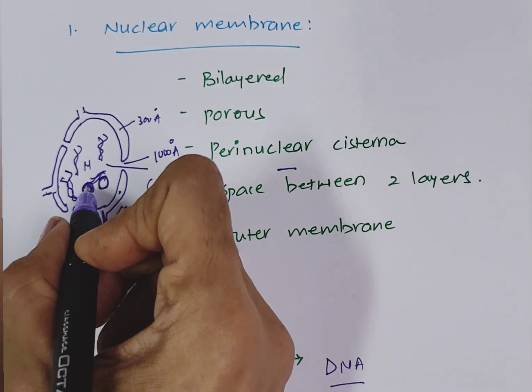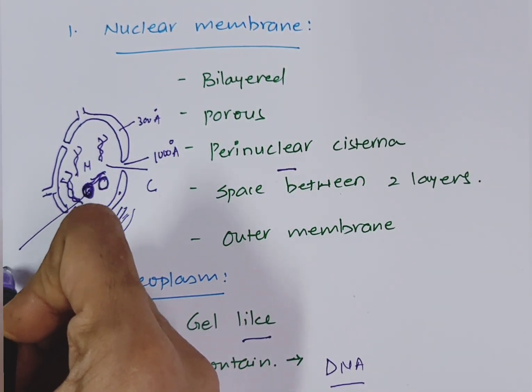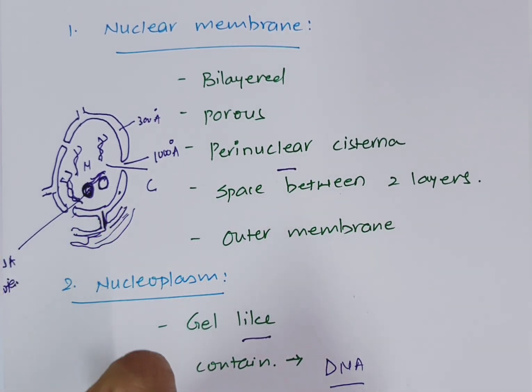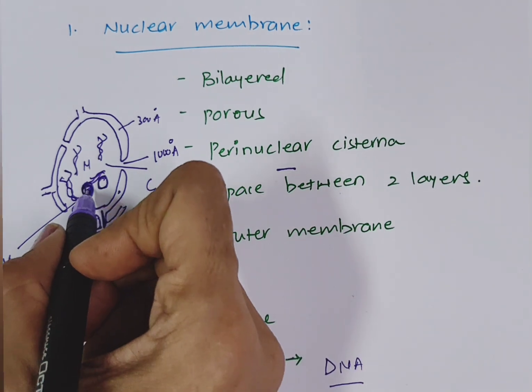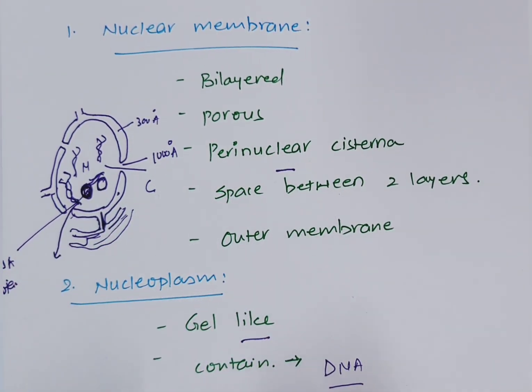The nucleolus consists of two things: RNA plus protein. RNA is synthesized and stored in the nucleolus, and it is transported, you can see, through the pores. It gets transported to the cytoplasm.